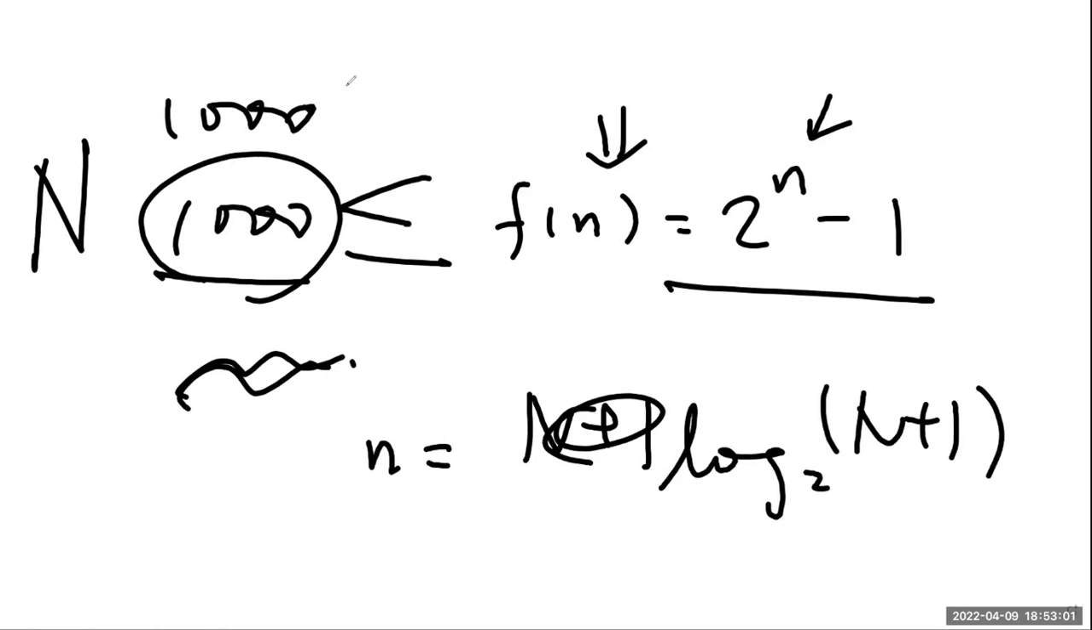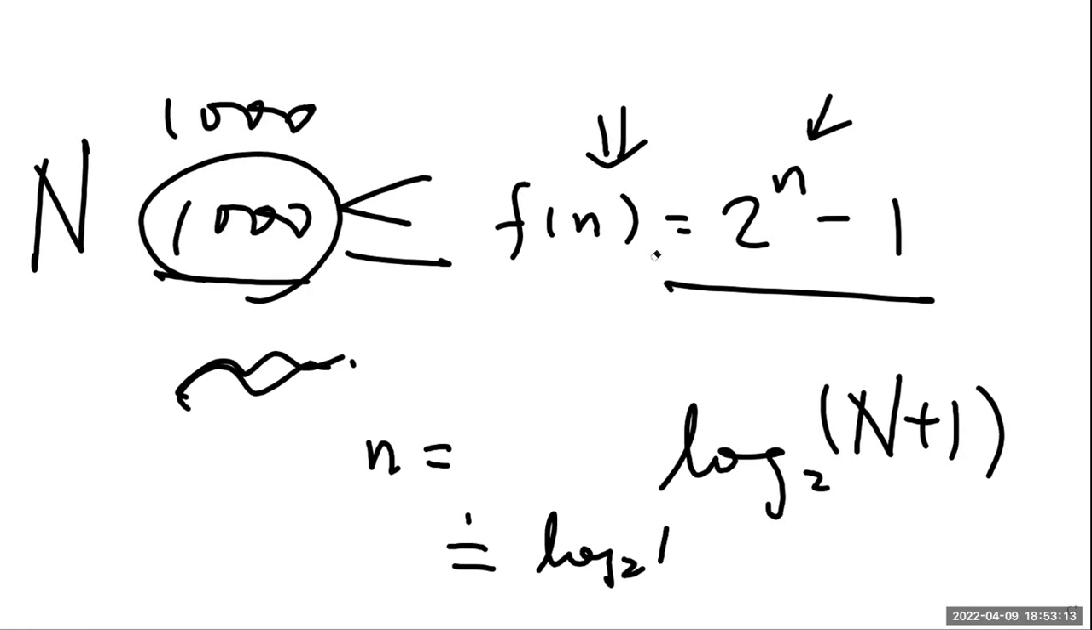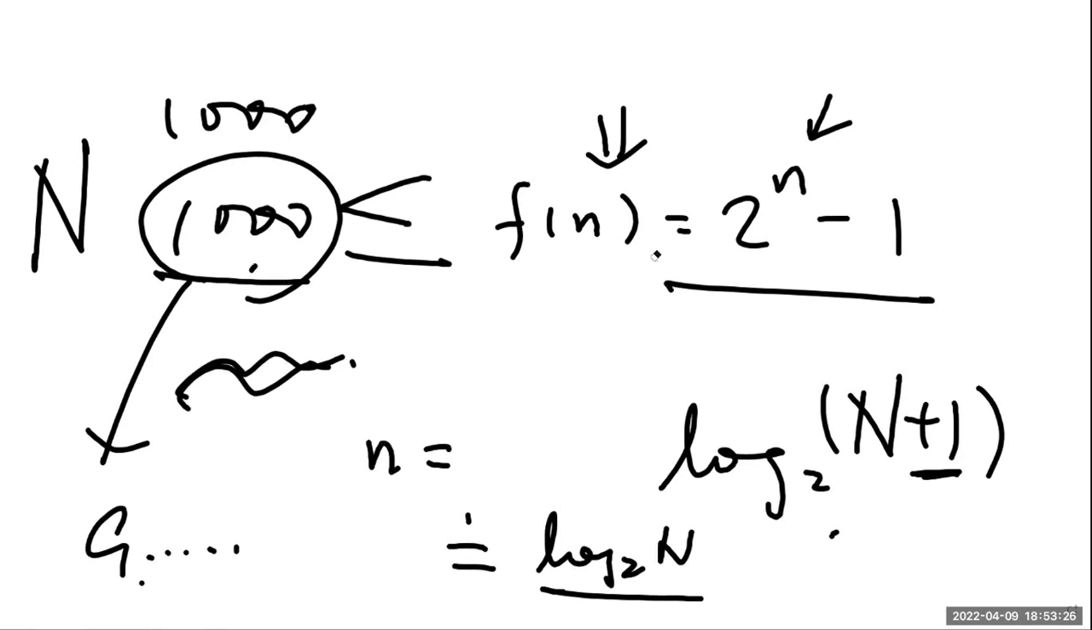Is that okay? It's almost like log n, almost equal to log 2 n. For 1,000, log 2 gives 9 point something, so actually we need 10 searches to guarantee every element can be found in the array or not in the array, okay?